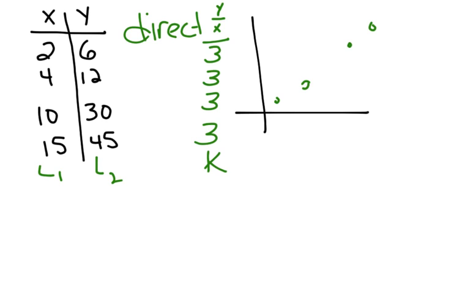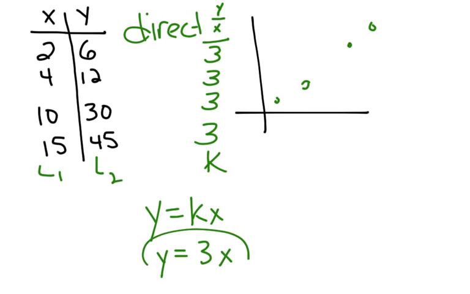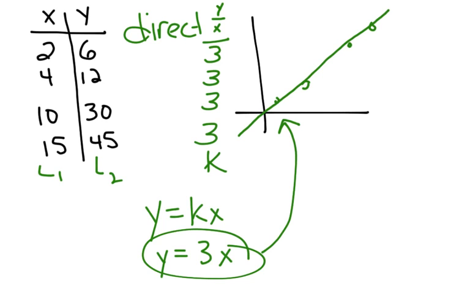So if it's direct variation, it follows the equation y equals kx. So y equals 3x. And again, if you graph that in y1 equals, and then hit graph, your line should lie basically on top of those points. And that's how you know you probably did it correctly.